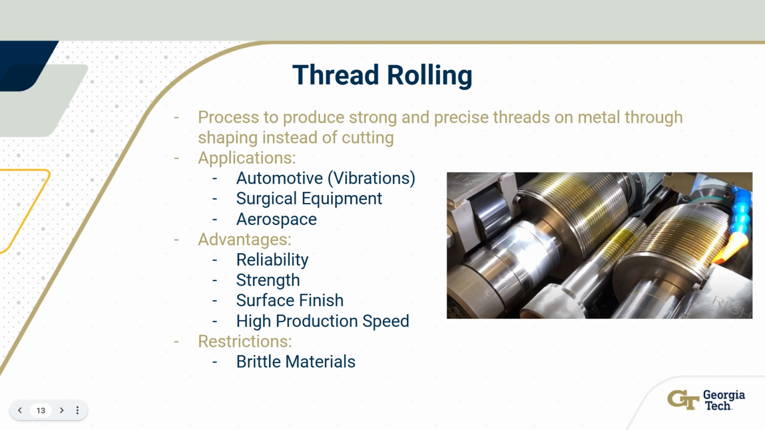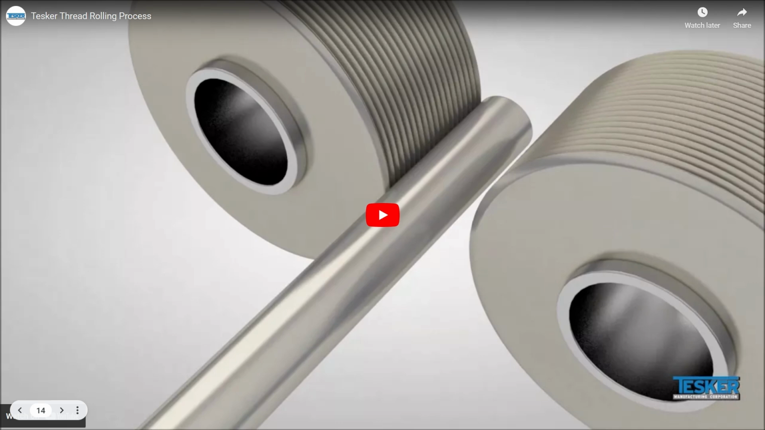The only restriction is obviously, since you're deforming that material, you can't really use brittle materials. It needs to be much more ductile materials for thread rolling. And here's a video of thread rolling happening.